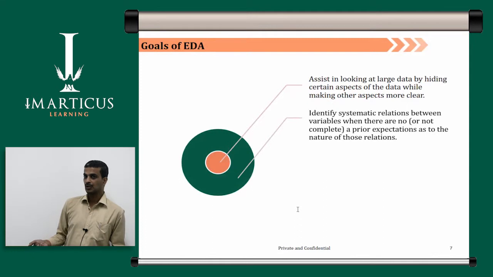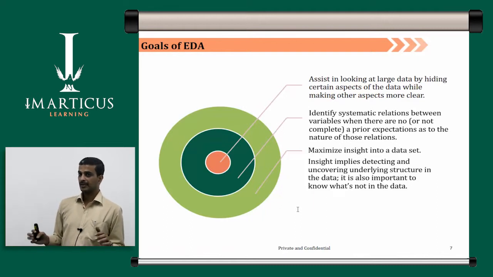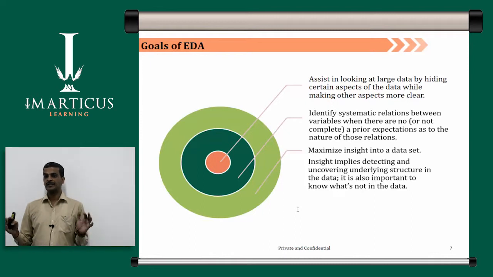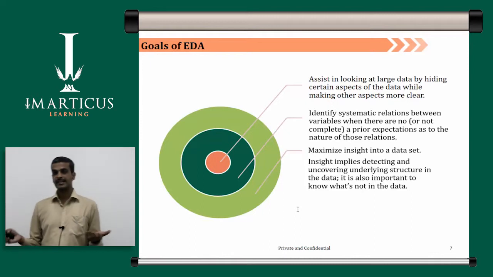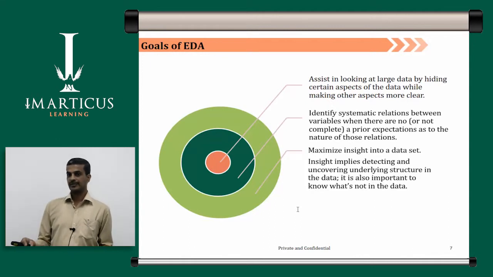So let's understand the goal of EDA. This assists in looking at large data by hiding certain aspects of the data while making other aspects more clear. So any particular model or any particular entity will have n number of characteristics, n number of features. Not necessarily all those characteristics or features are relevant for the task or the model that you are implementing. So we have a mechanism by which we can focus on the relevant information and hide some irrelevant information which is no longer needed at that particular point of time.